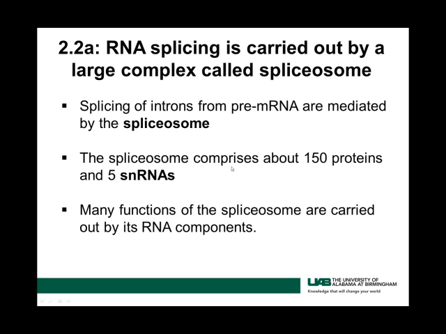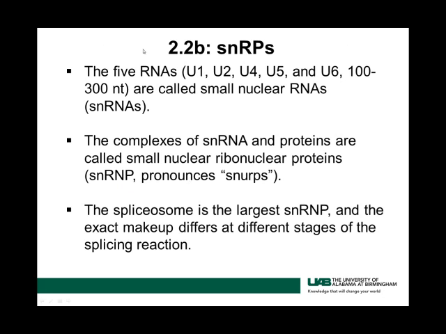The spliceosome is made up of 150 proteins and 5 small nuclear RNAs. There are 5 of these small nuclear RNAs. They're called U1, 2, 4, 5, and 6, and they range in size from 100 to 300 nucleotides. And these are called small nuclear RNAs, or snRNAs.